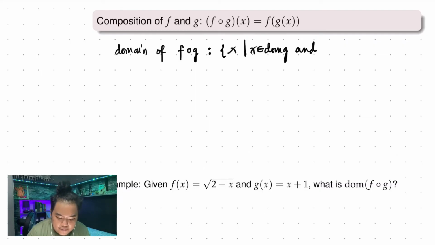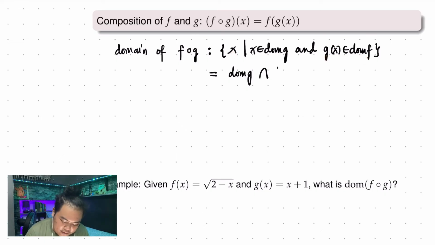and yung g of x mo, pinapasok mo sa f. Meaning, this g of x must be in the domain of F. Or, pwede mo itong i-restate as yung X mo nasa domain ni G. So, this is the same as the domain of G intersect with the set of X such that G of X is in the domain of F.